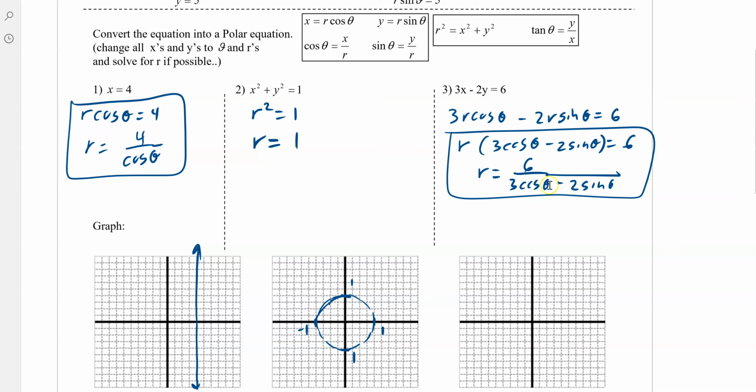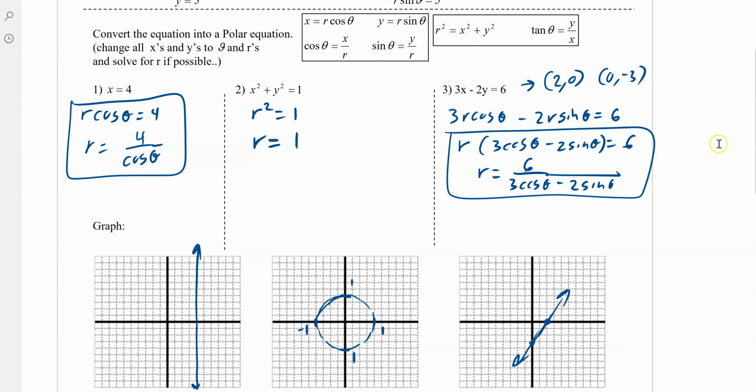And now we've got to graph that last one. We can use y equals mx plus b, or we can use intercepts. In this case, we're going to use intercepts. So we have an x-intercept of (2, 0) and a y-intercept of (0, negative 3). So there, and there, and then we graph our line.